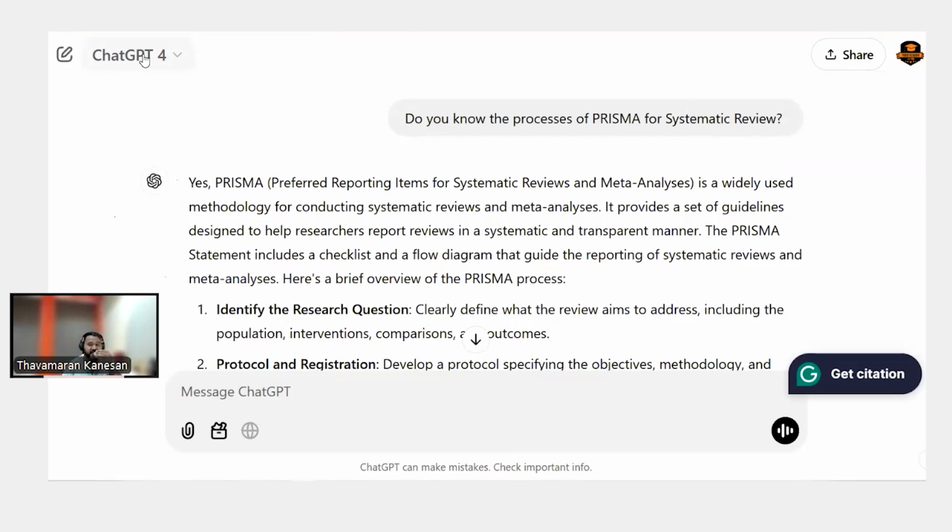But at least before acceptance, she was using GPT to proofread, to improve the content and so on. So this is ChatGPT 4. At that point in time when I did this experiment, there was no ChatGPT 4.0, only 4. So this is the premium version.